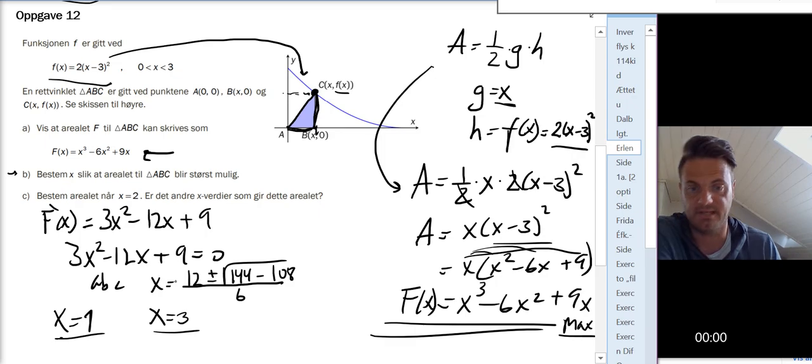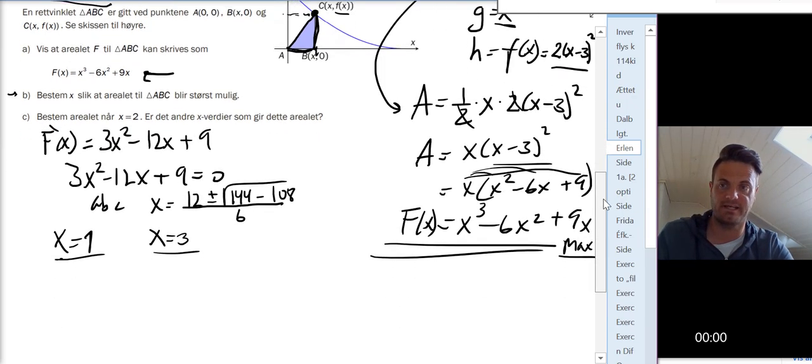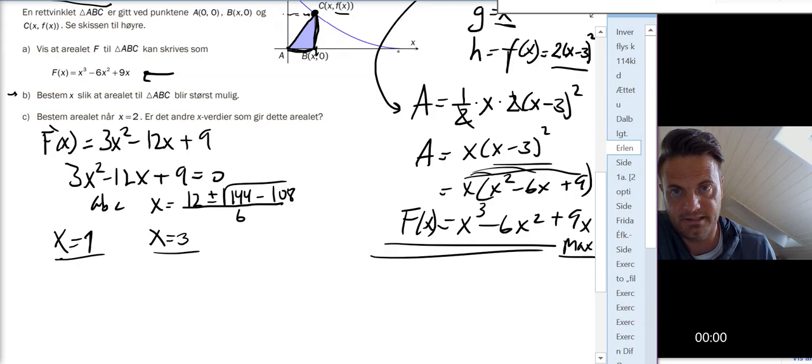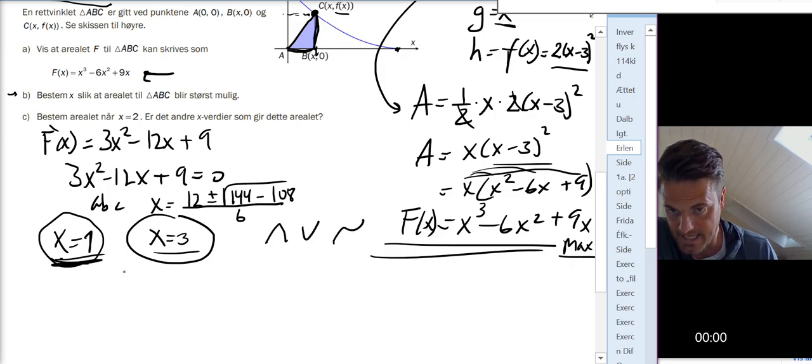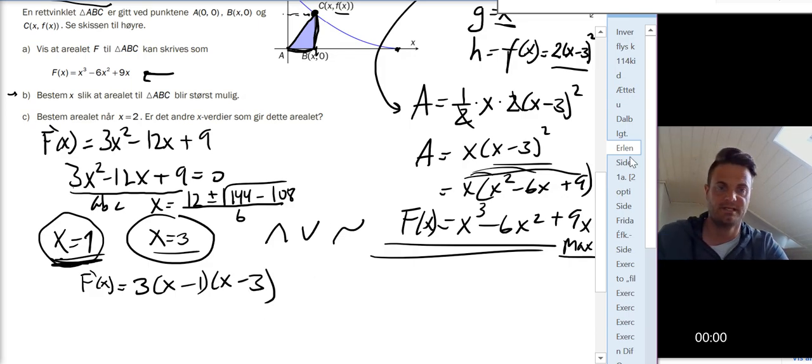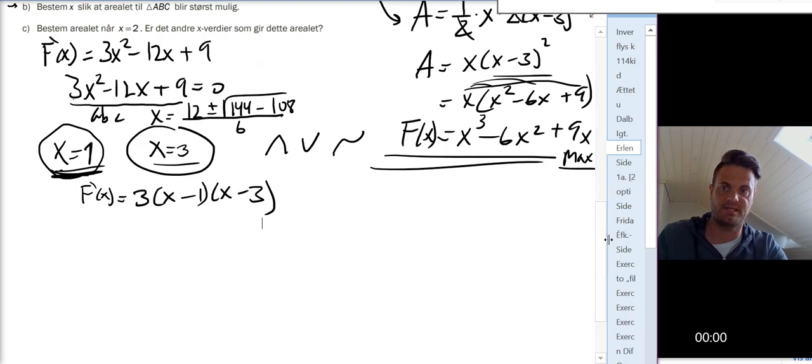But 3 is not the answer, because if x equals 3, this is this point here. But let's confirm that this is the maximum point. So we have 2 stationary points now, right? Maximum, minimum, or terrace point. And we want to find out which is which here. So we need to draw the sign line of the derivative. Then we first have to factorize it. And to factorize this, we use the factorization formula: a, which is 3, times x minus the one solution times x minus the other solution. Then it's factorized, and we can draw sign lines.